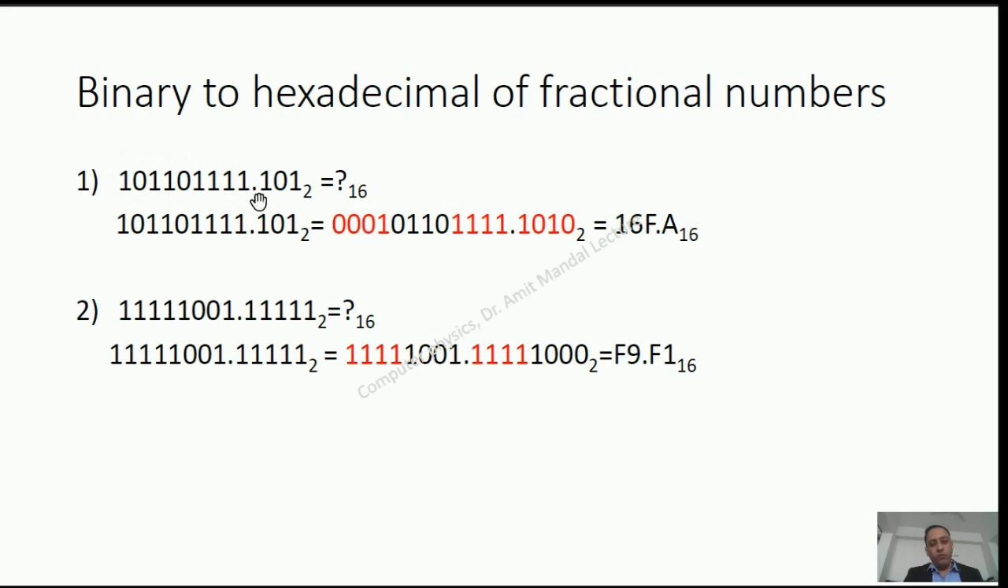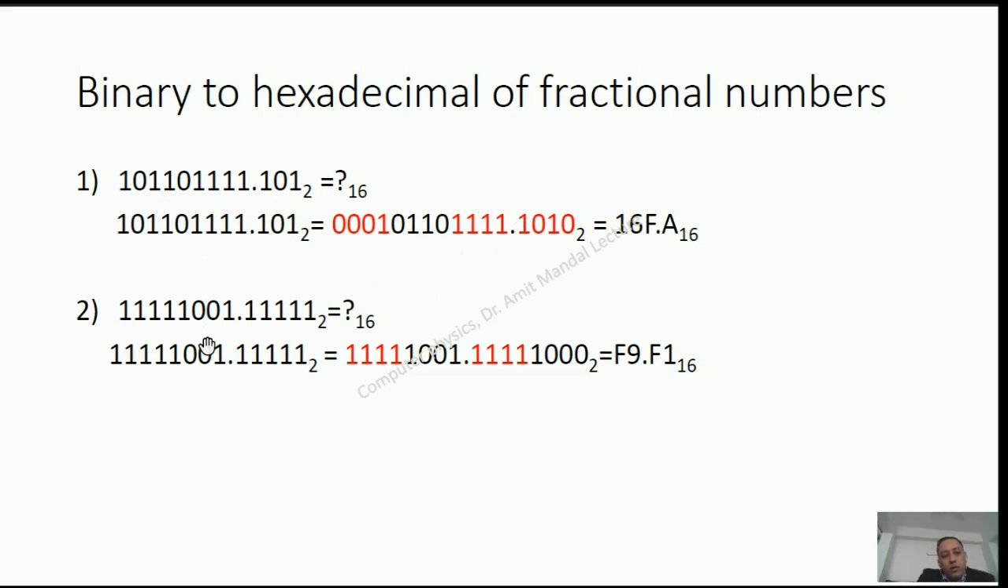Now for the right hand side of this point, there are 3 digits. In this case, you have to make the count a multiple of 4, but the zeros you apply go at the end, on the right hand side, not at the beginning. So 101, if I add one more 0, becomes a 4 digit number, which is a multiple of 4. Now just consider the 4 digit sets. So 0001 is one set, that stands for 1, and 0110 stands for 6, and then 1111 stands for F, and after the point, 1010 stands for A. That's all. This is the conversion of this fractional binary number into a hexadecimal number.